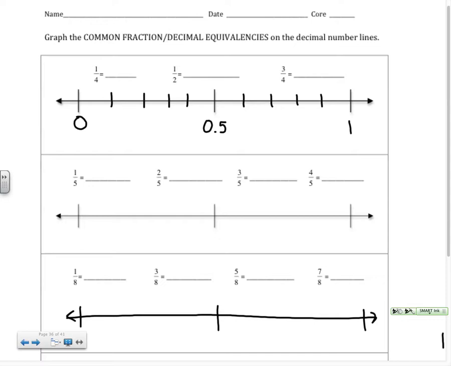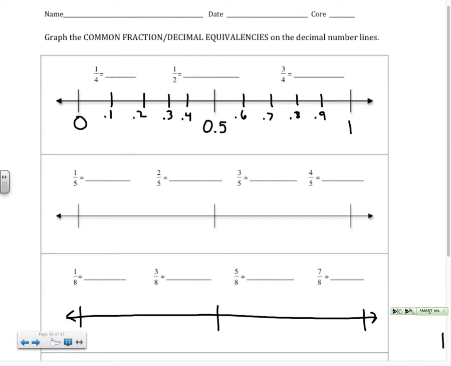Between 0 and 1, we can now label these marks. Here's 1/10, 2/10, 3/10, 4/10, 5/10 is already done for us. That was our 1/2. 6/10, 7/10, 8/10, 9/10, and 1 is 10/10.